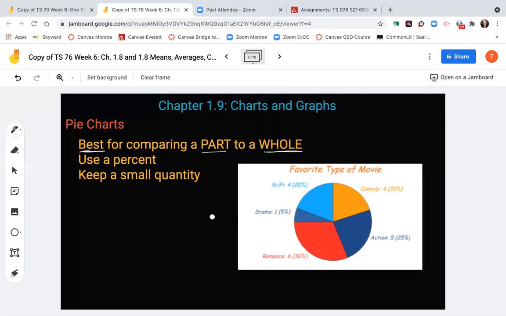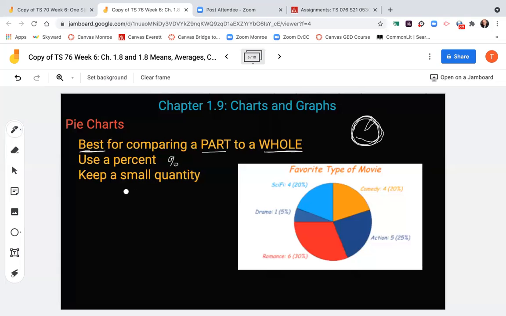So pie charts are expressed as a percent, which makes sense because you're talking about a percent of the whole amount here. I've had better nights for drawing circles, but they're expressing a percent, a part of that whole, and usually the answers are expressed as percents.